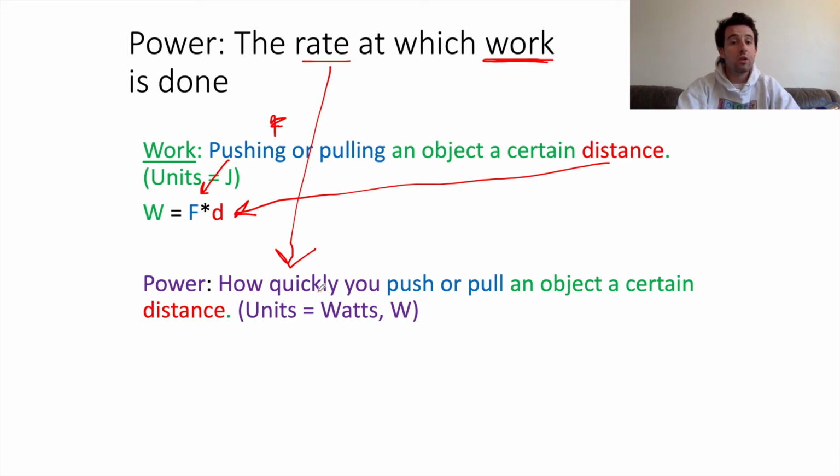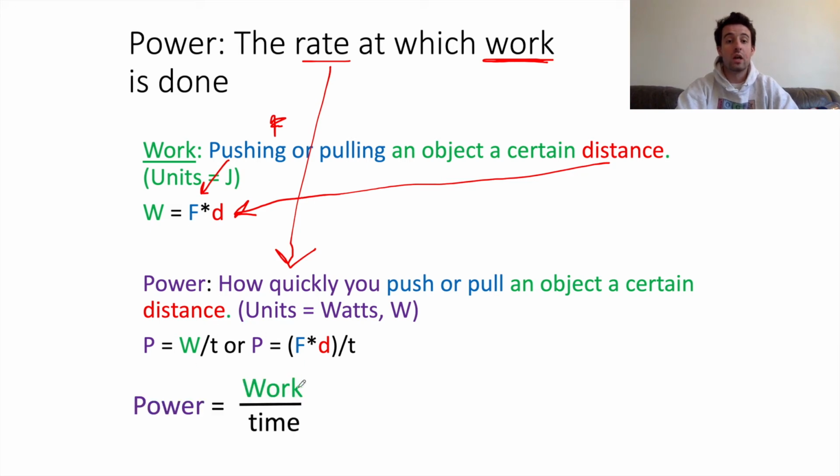So the formula then, like we said earlier, is power equals W divided by T. Or we could say power equals force times distance. Remember, that's W right there. That's work divided by T. So here's just a different way of seeing it. Power is work divided by time. Power is force times distance divided by time.